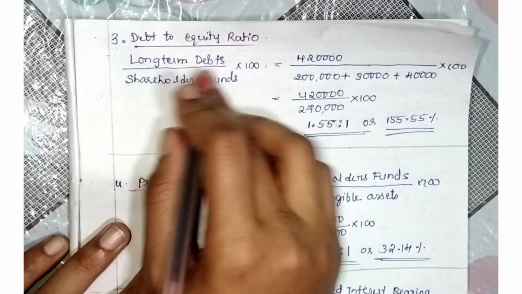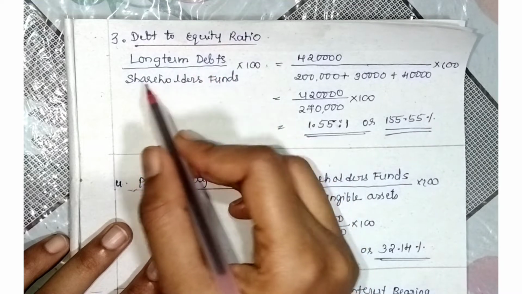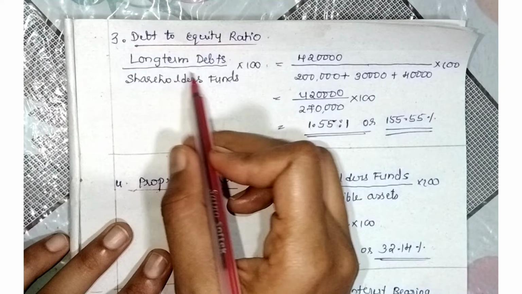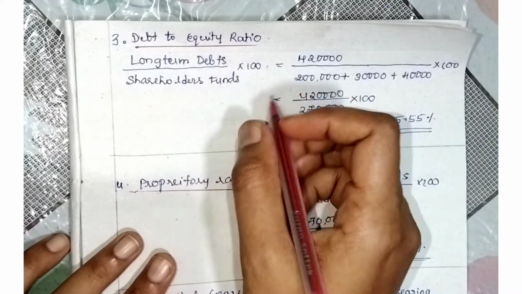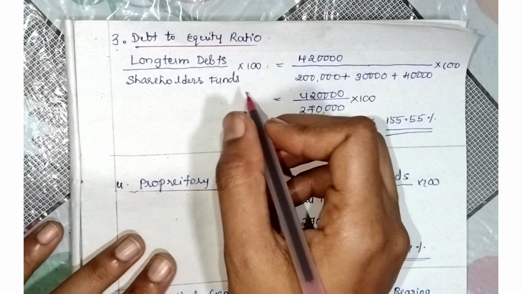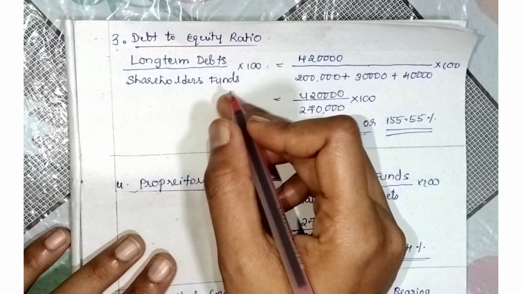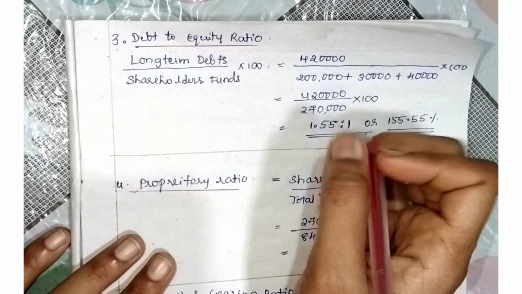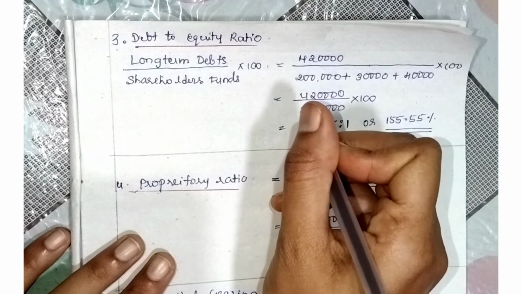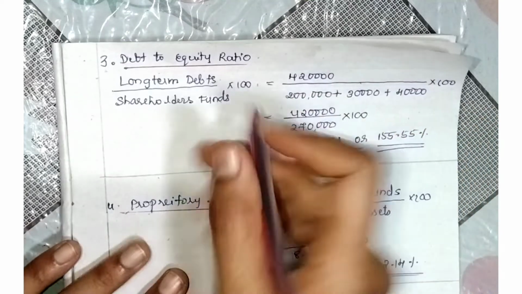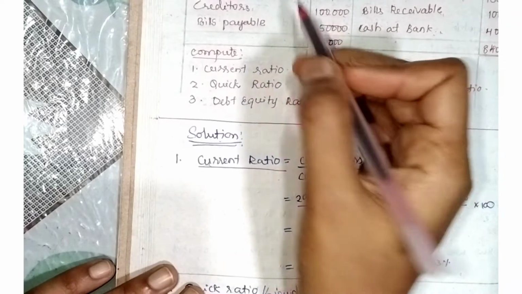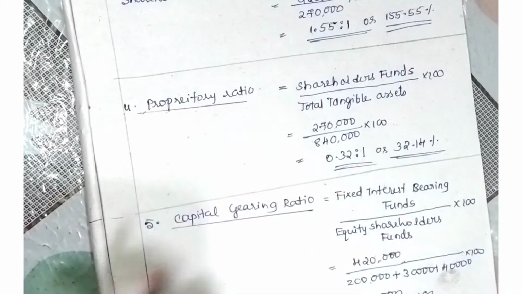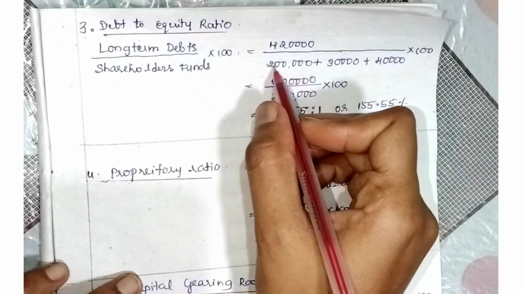Next, third one is debt to equity ratio. Long term debts divided by shareholders fund into 100. Long term debts in the sense those debts which have time to pay, that means which are borrowed to repay in the future, after 1 year. Long term means after 1 year. Here in this problem we have only the debenture, no loans, nothing else is given. So write as it is, 4,20,000.